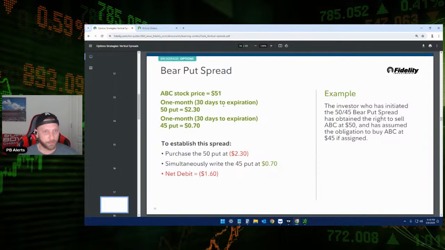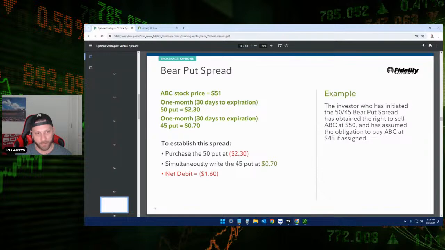We go to the option chain 30 days out for this example. And there's a $50 put selling for $2.30. And then there's a $45 put selling for 70 cents, or 70 bucks. Okay, so when we open up this spread, we're going to buy the $50 put, which is closer to the money because the stock's trading at 51. So we're going to buy the $50 put for $2.30 or 230 bucks. Simultaneously sell the $45 put, which is further out of the money. That's why it's cheaper, for 70 bucks.